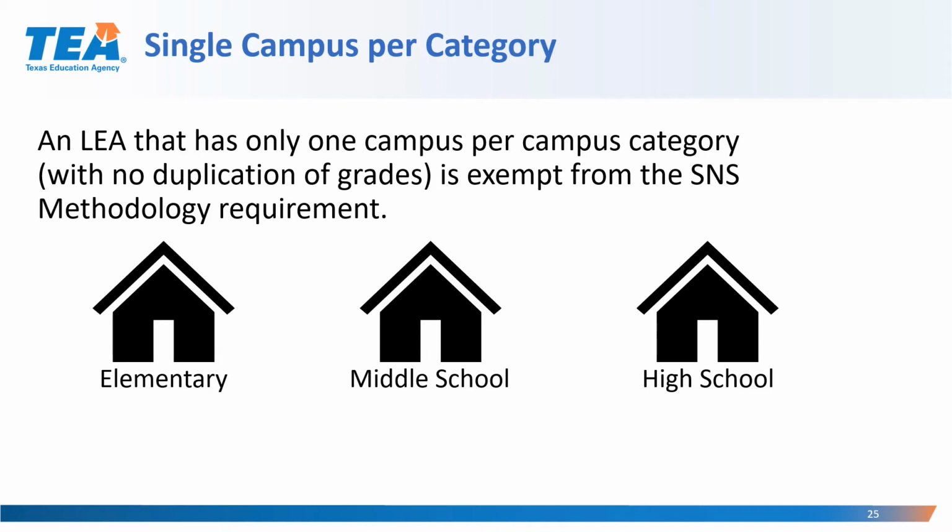An LEA that has only one campus per campus category with no duplication of grades is exempt from the SNS methodology requirement. So an LEA with one elementary school, one middle school, and one high school would only have to have a statement of exemption.